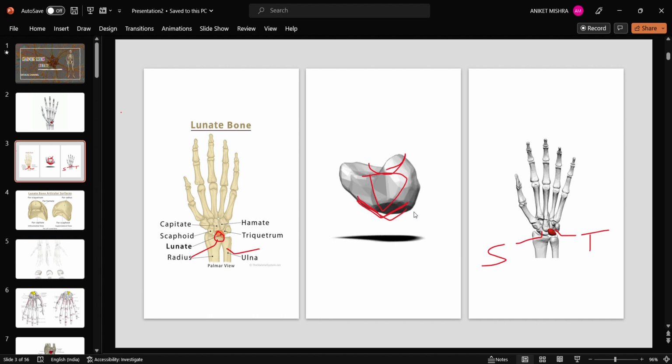Whenever we look at its medial surface, it is square shaped. A square shaped facet is present on its medial side, and on the lateral side a semilunar facet is present. It forms articulation with the radius, scaphoid, triquetral, capitate and hamate. Along with the scaphoid and the triquetrum bone, it also forms the articular surface of the radiocarpal joint.